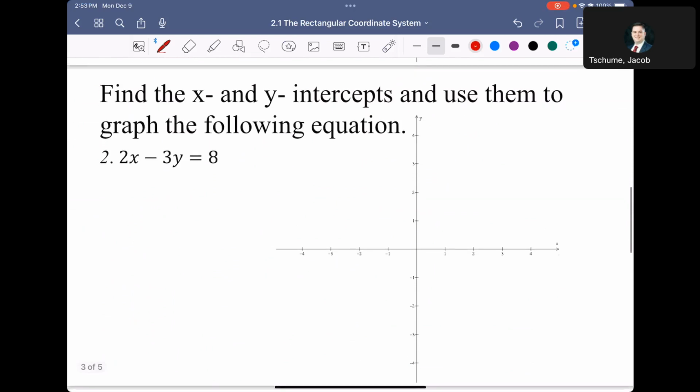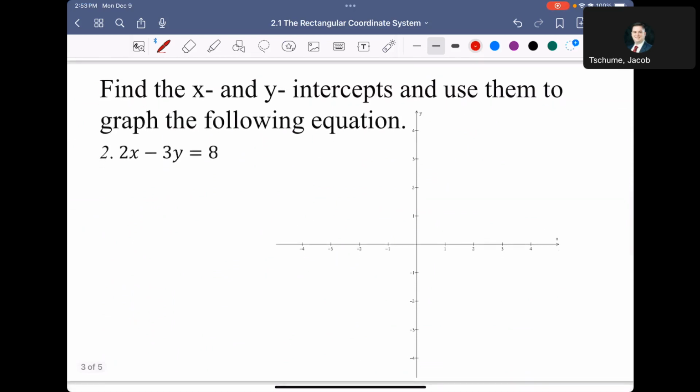Now, a second way that we can graph equations is by intercepts. And so what I want to do is remind you about how you do that. So for example, number 2, I would like you to find the x and y intercepts and use them to graph the following equation. Excuse me. So for number 2, it's 2x minus 3y equals 8.